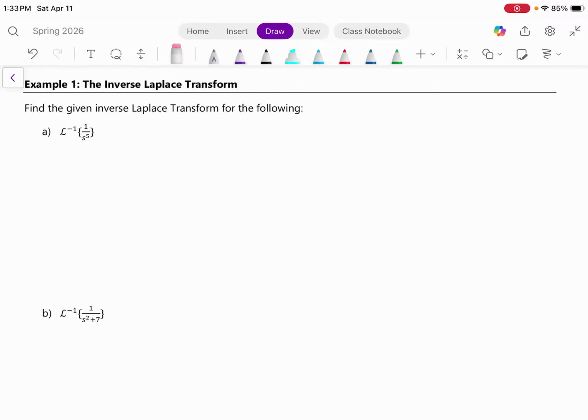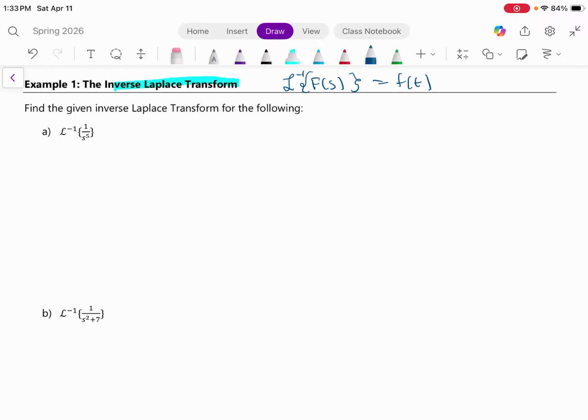Okay, hi everyone. Welcome back to section 7.2. And in this video, we're going to take a look at some basic examples of finding an inverse of a Laplace transform. So remember the inverse of a Laplace transform: we were given a Laplace transform function, and we're trying to find the inverse of this function that turns it back into a regular function.